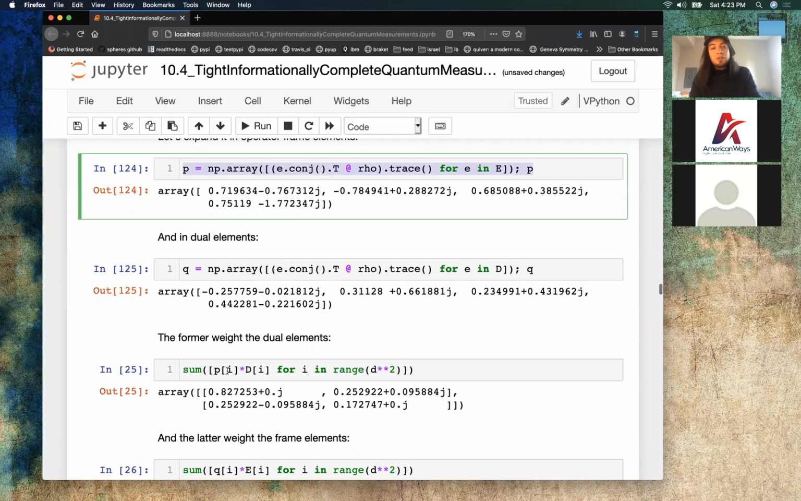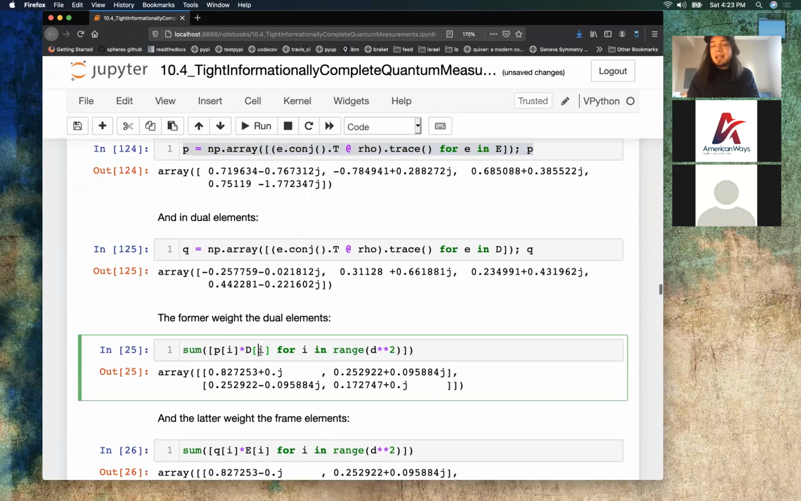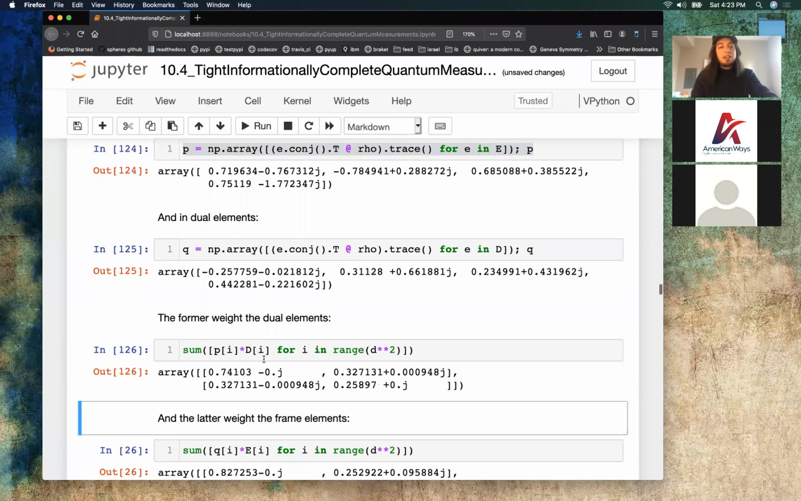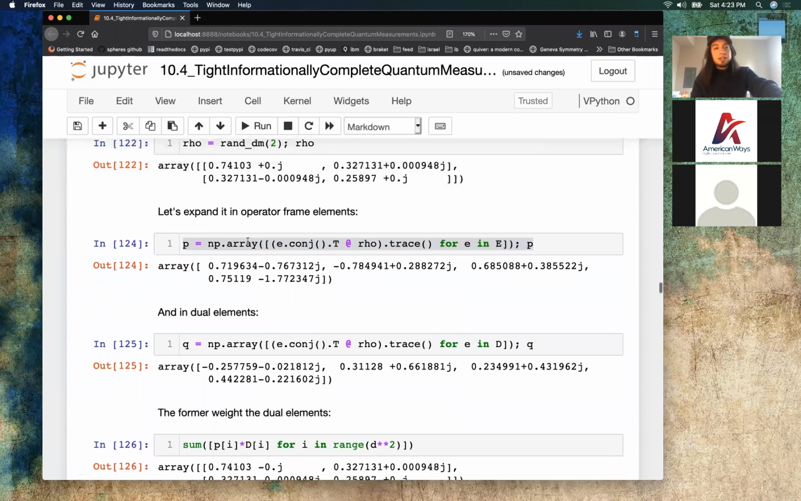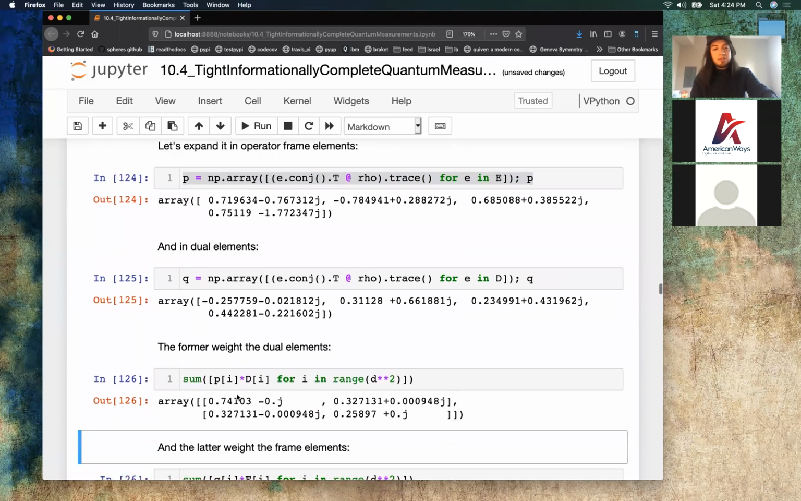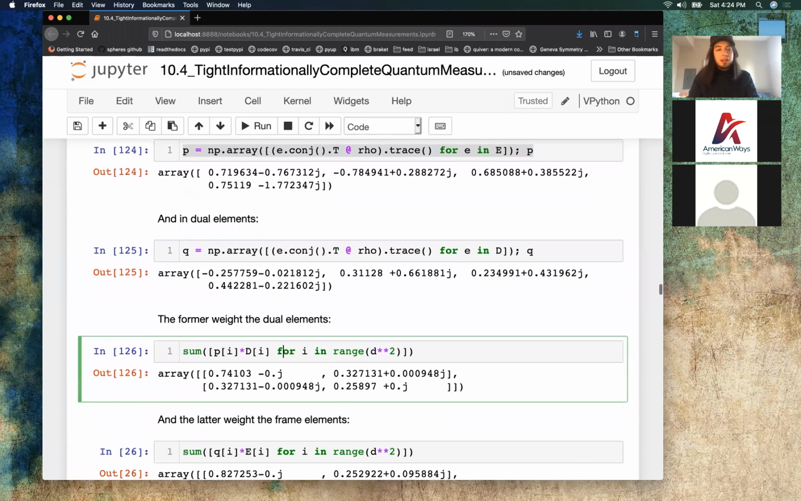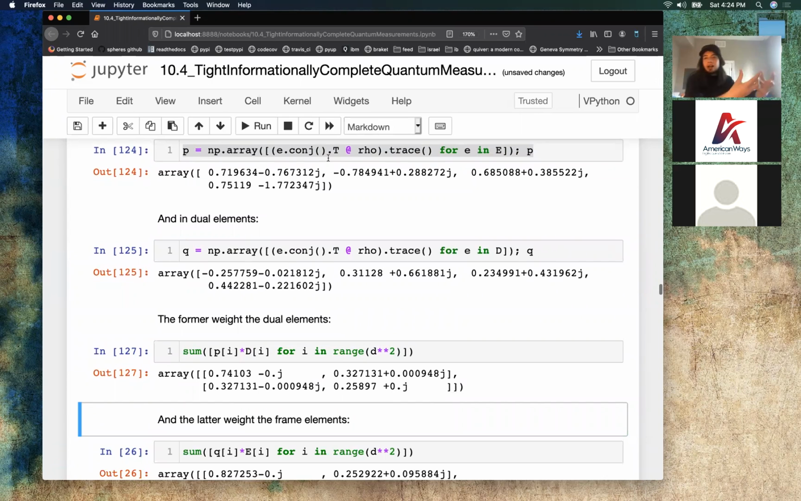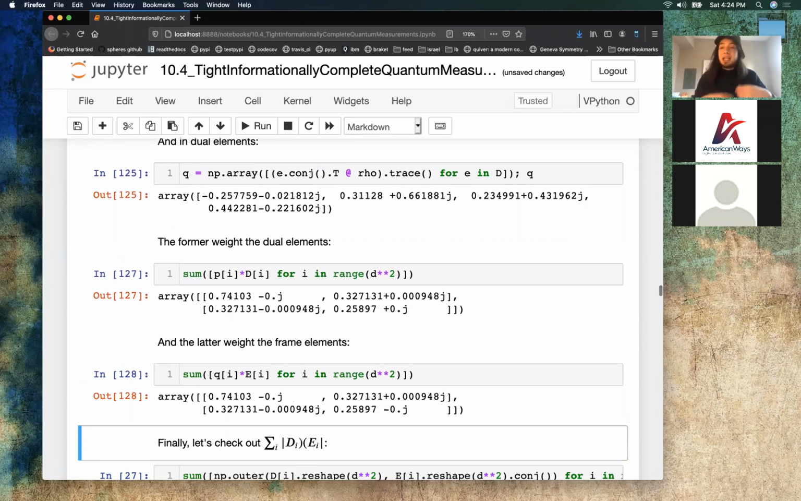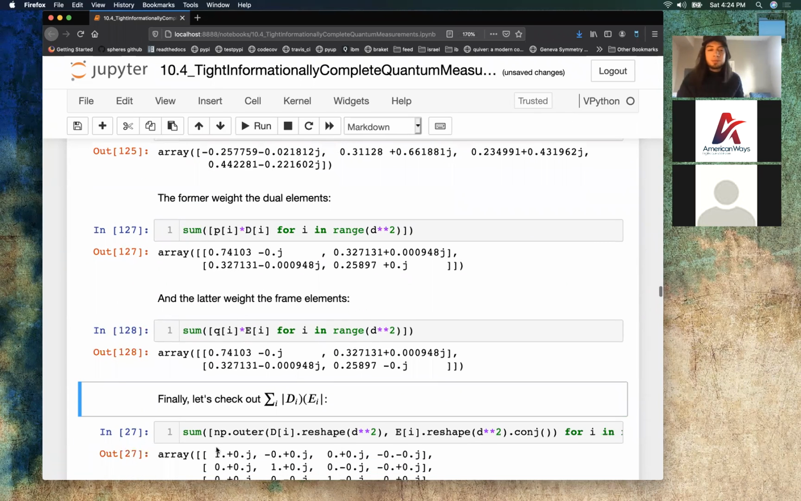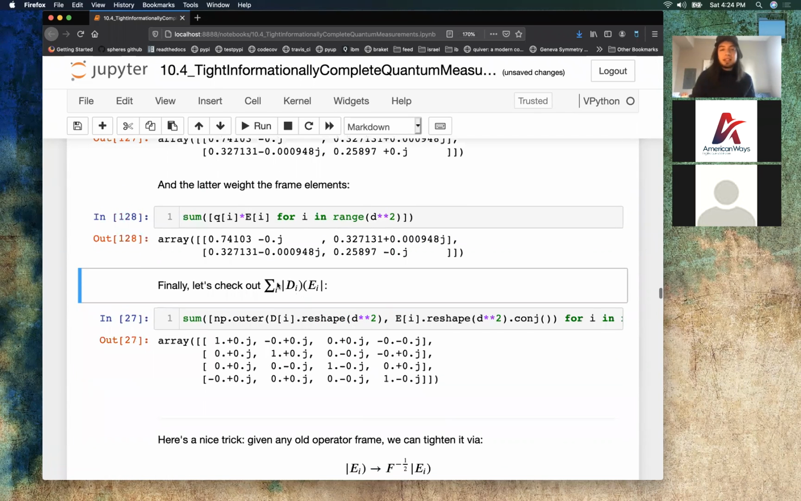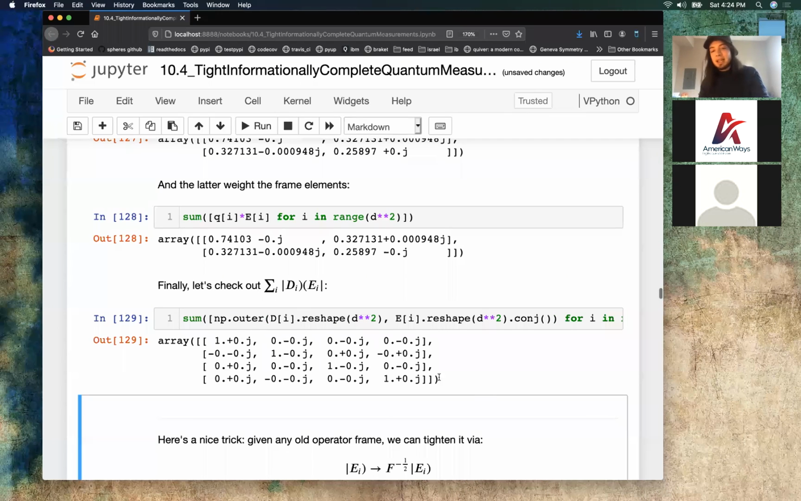And if we take this first set of coefficients and take a sum weighting the dual elements, we recover the original rho. There it is. So, as the classic thing, inner products with the elements become the weights on the duals, and similarly, the inner products with the duals become the weights on the elements. And so we can recover our rho. And finally, we can check that the sum of the outer products of the dual and the element, summed over all of them, is just the identity.